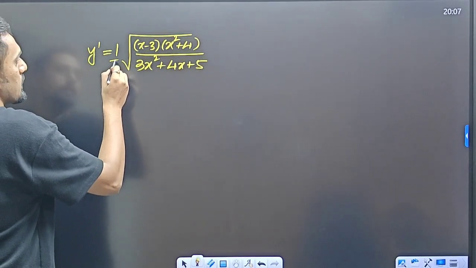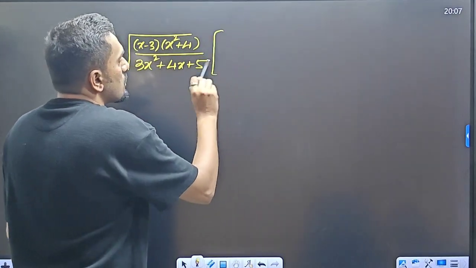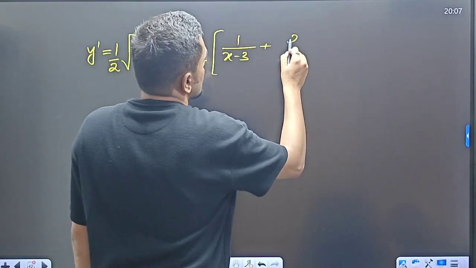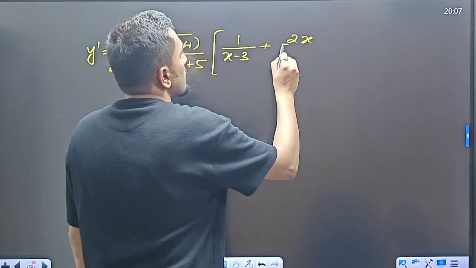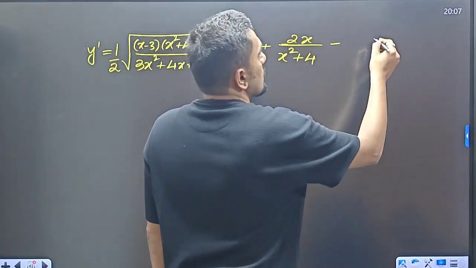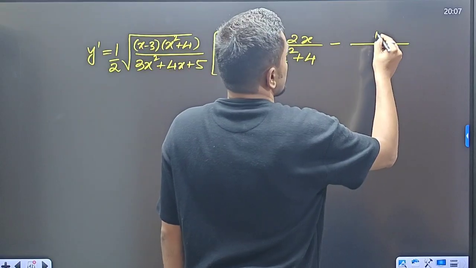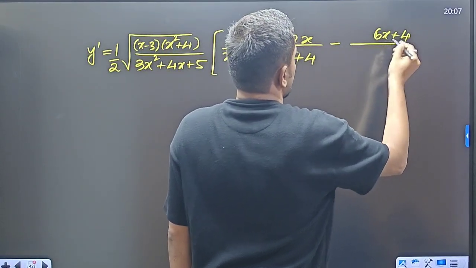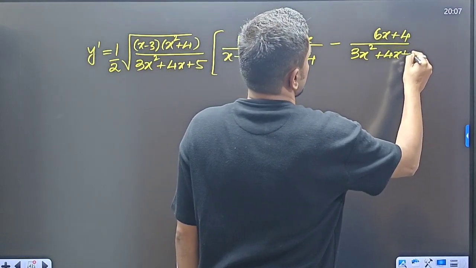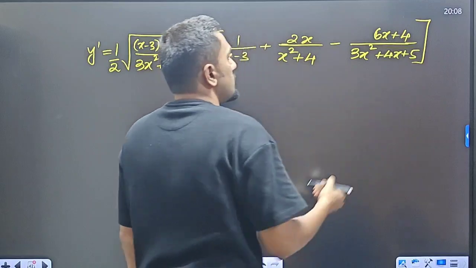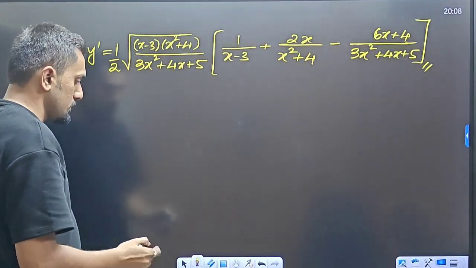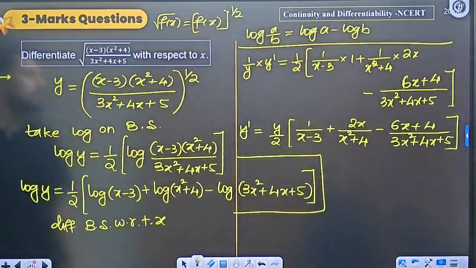Okay, 1 by 2 as it is, into what comes here, 1 divided by x minus 3 plus 2x divided by x square plus 4 minus what, 1 divided by 6x plus 4 divided by 3x square plus 4x plus 5 is the answer. If you write this much, then you will get 3 out of 3 marks. Okay, so pause the video and note down the answer.